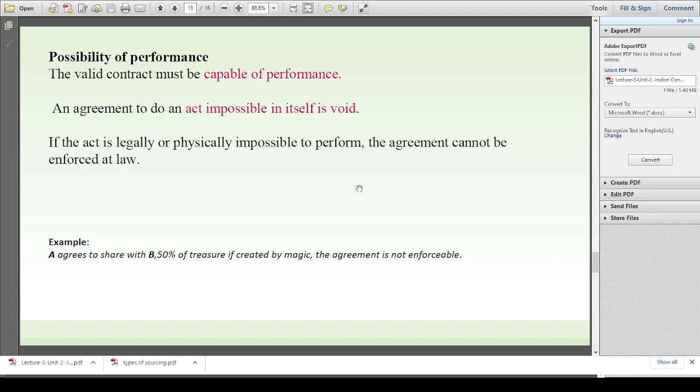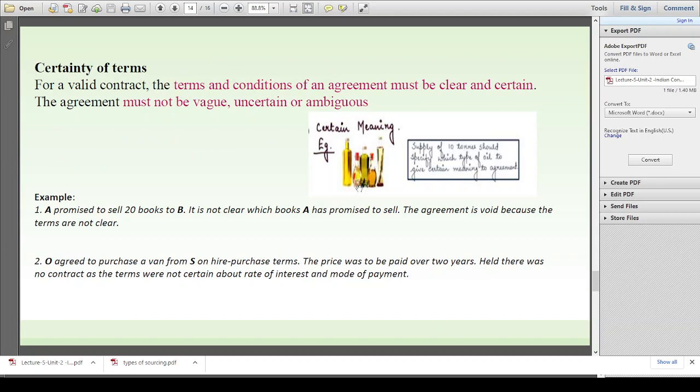For example, one example is given. A agrees to share with B 50% of the treasure if created by magic. The agreement is not enforceable. This magic, treasure and all those things, right? So it's not practically possible. It's not realistic in nature. So whatever things are entered as a subject matter in a contract, it should be realistic in nature. Then certainty of terms, right?